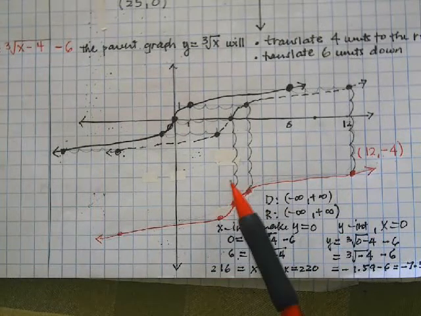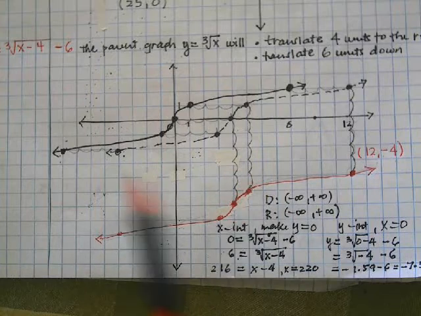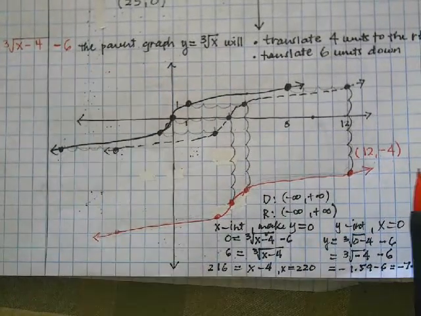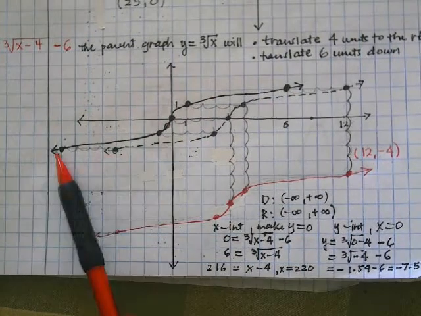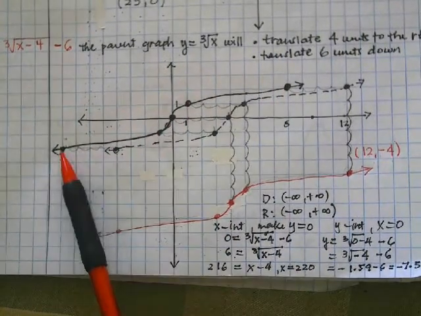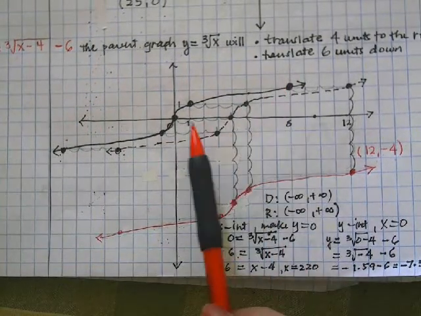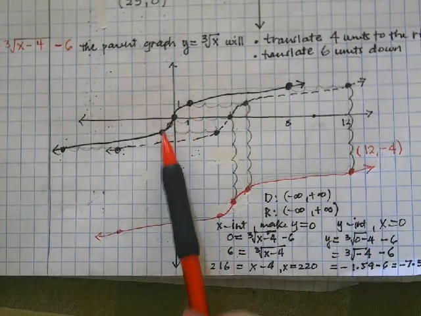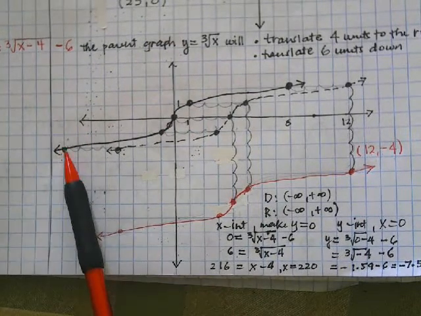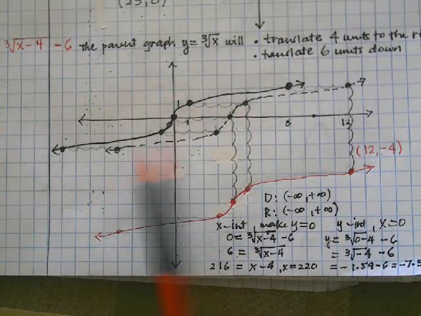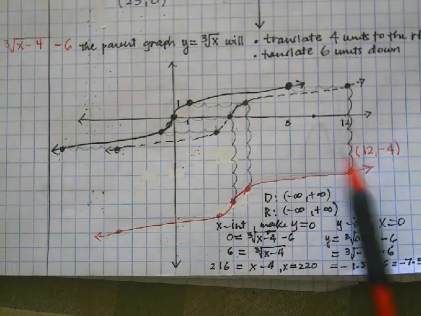So here I have graphed the function cube root of x minus 4, minus 6. So I graph the parent graph, 1, 2, 3, 4, 5 points. Remember, it's (8, 2), (1, 1), (0, 0), (-1, -1), and (-8, -2). Then I counted 4 units to the right. I had this, and then 6 units down.